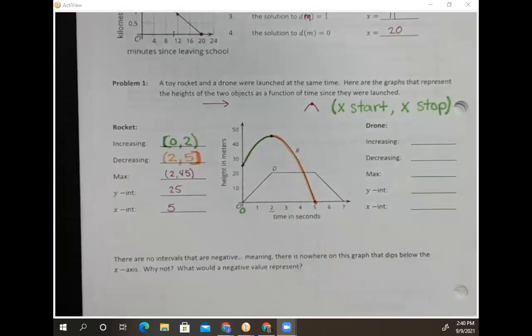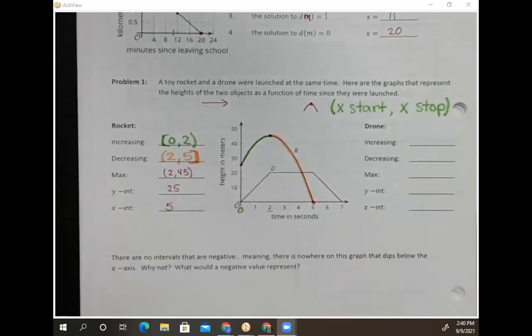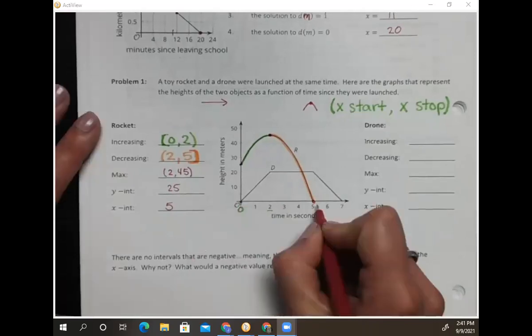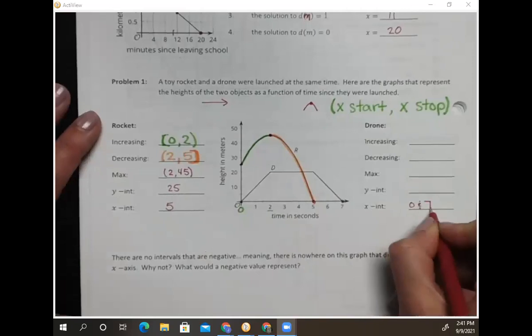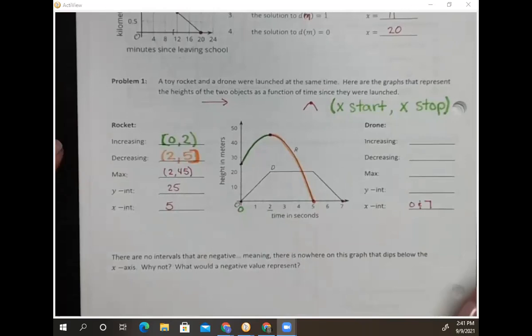Let's take a look at our drone now. I want you guys to find your x and y intercepts for our drone. Find the x and y intercepts for the drone. What do we see here for x intercepts? Yeah, we've got 2, 0, and 7. Y-intercepts? Yeah, this point right here kind of does double duty, right? It's an x-intercept and a y-intercept. So y-intercept at 0. Now, how about a maximum for this graph?